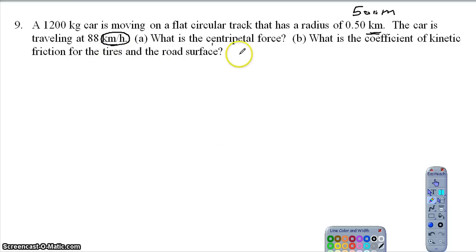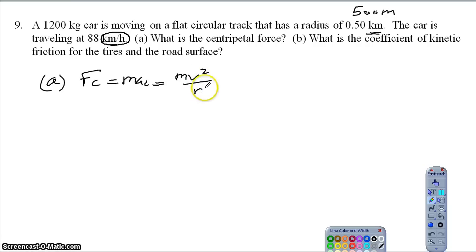Question A, what is the centripetal force? Question B, what is the coefficient of kinetic friction for the tires and the road surface? So for part A, the centripetal force is just mass times centripetal acceleration, and we know centripetal acceleration is defined as velocity squared over r, so this is mass times v squared over r.